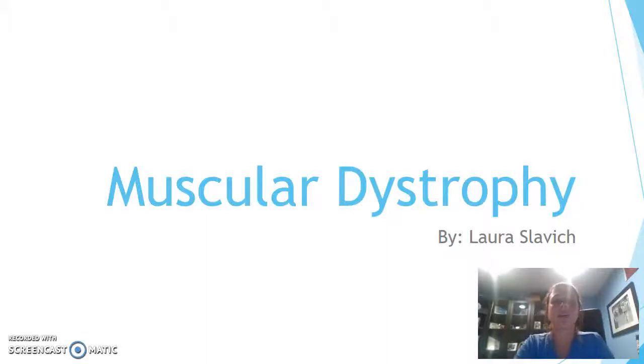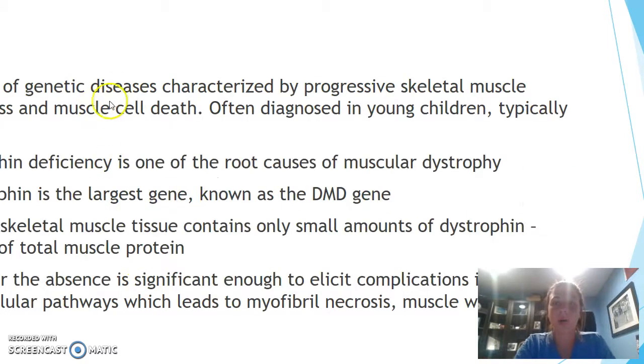Slavic, and I'll be talking about muscular dystrophy today. Muscular dystrophy is a group of genetic diseases characterized by progressive skeletal muscle weakness and muscle cell death. It's often diagnosed in young children around ages 1 to 5, and they're typically male, which I'll explain later.